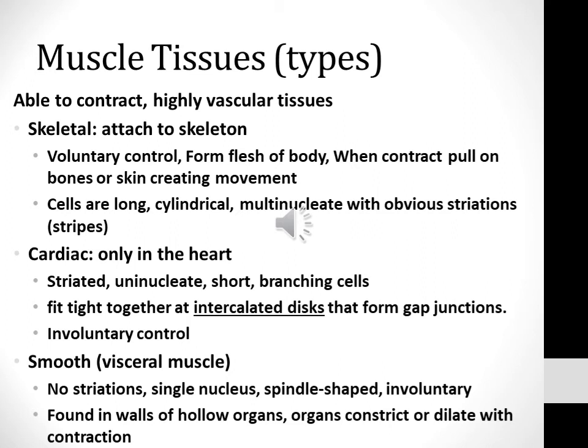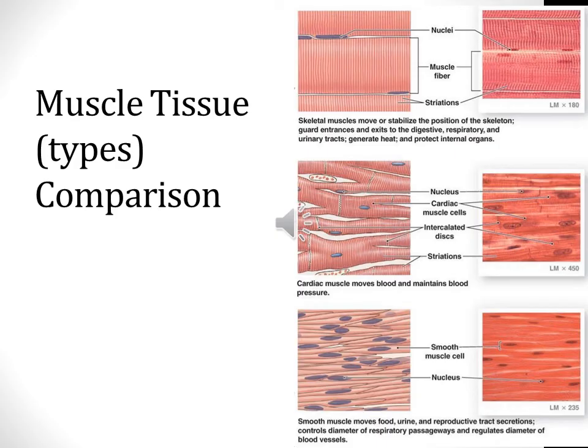found in the walls of hollow organs. And these organs are going to constrict or dilate with contraction. Some of them create like a wave-like motion, think like the digestive system. This is not striated, and it'll be more obvious when you look at the next picture. But they have a single nuclei, long, spindle-shaped, and also involuntary control.